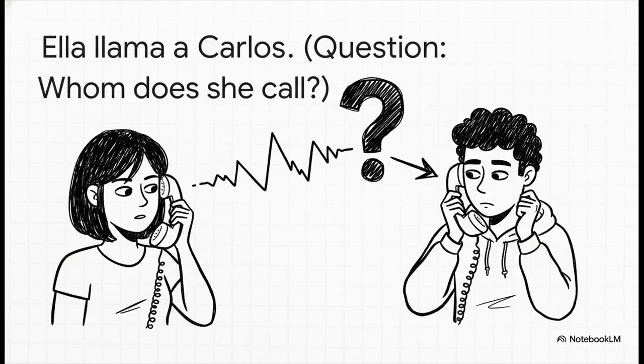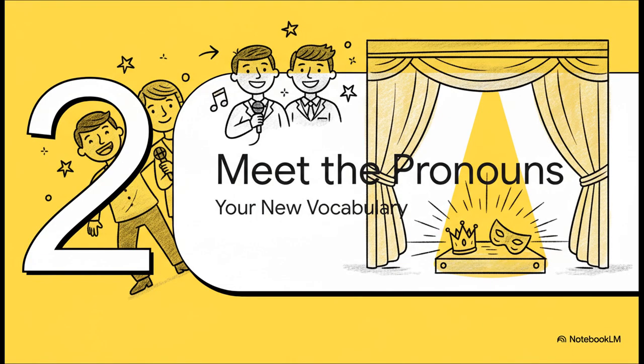And it works for people too. Ella llama a Carlos. She calls Carlos. This time, since it's a person, we ask, whom does she call? And the answer? Carlos. So Carlos is our direct object. See how easy that is? All right, so we are now expert-level direct object finders.